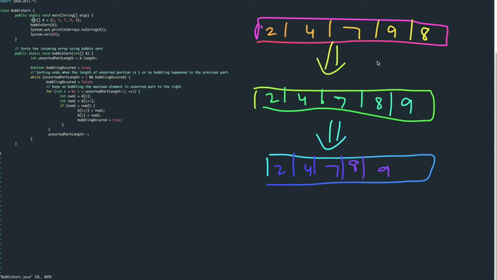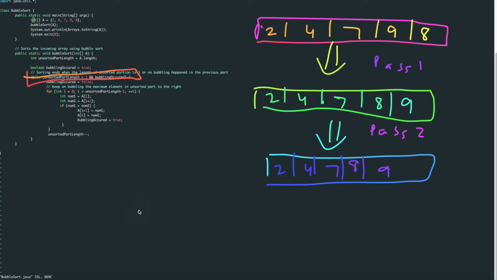So pass 1, pass 2, and after that it will stop going inside the while loop here. So it will avoid any more scanning of the array.